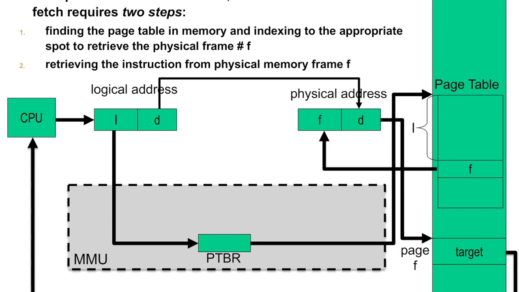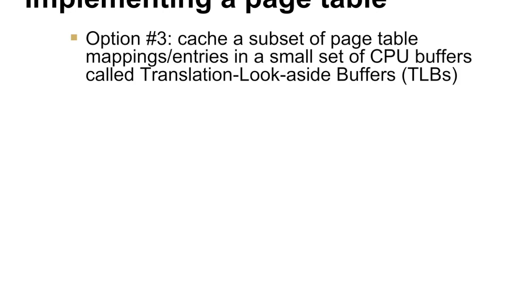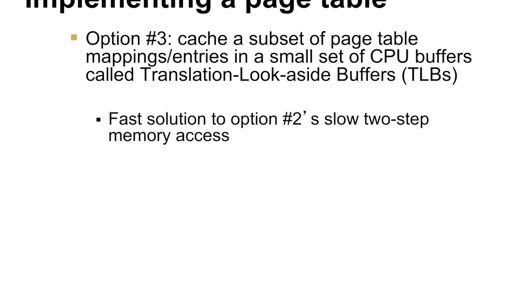So again, we've accessed memory twice, and if memory accesses are slow, we're going to run into problems. So there's a third option. What we should do is just cache a subset of the page table, the things that we're going to be using all the time. And we do this through the translation look-aside buffers. So this is a fast solution to the slow 2-step. We try to eliminate doing that 2-step by remembering the pages that we've been accessing recently.